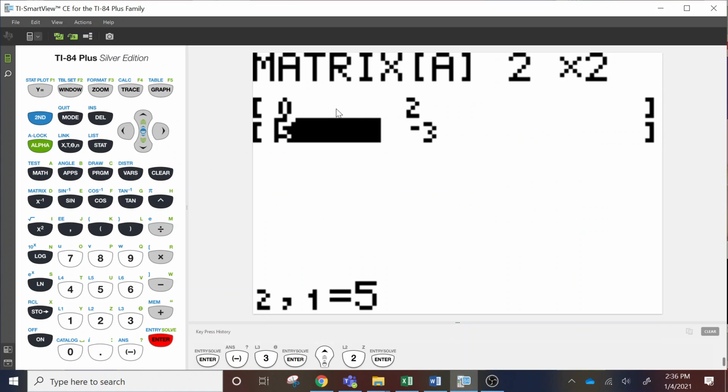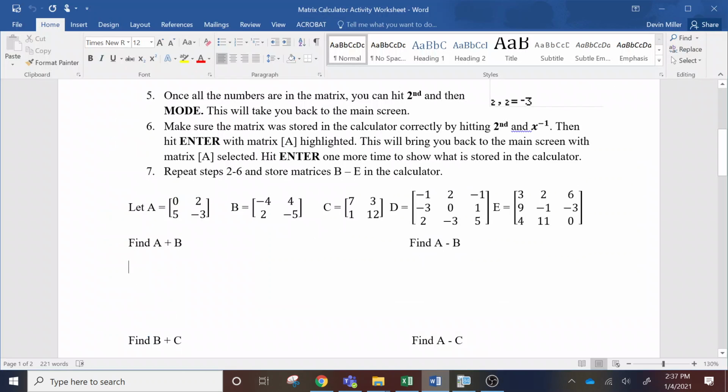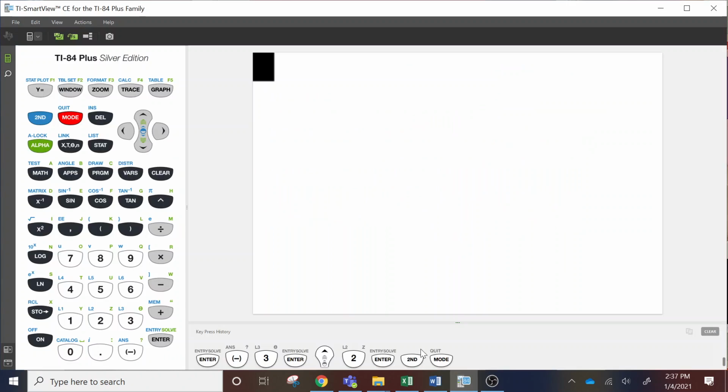So now it is stored in matrix A. It is actually stored as a 2 by 2. And I'm actually going to quit out of this. And the way to quit out is you do second, the blue button, mode, or quit. And it takes you back to the main screen. So I'm going to go through this again, but we're going to put in matrix B now. So B is negative 4, 4 to negative 5.